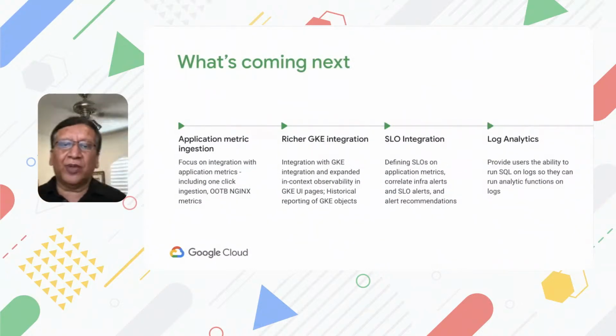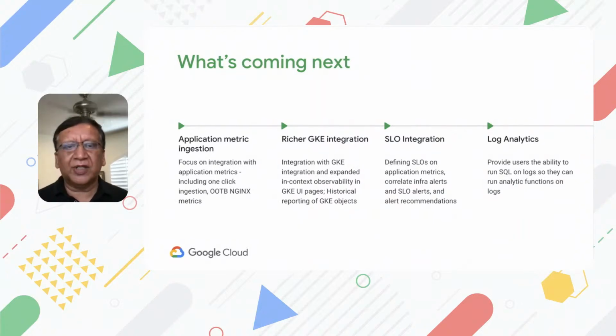So now let us take a quick look at what's coming next. I will primarily again just focus on GKE related capabilities. So first, we have our focus on making it much easier to ingest application metrics, including one-click ingestion plus out-of-the-box availability of popular application services, including Nginx, MySQL, and a variety of other open source software. Second, we're focused on even tighter integration with GKE. So to provide a richer in-context observability of all of this telemetry data within the GKE UI pages itself.